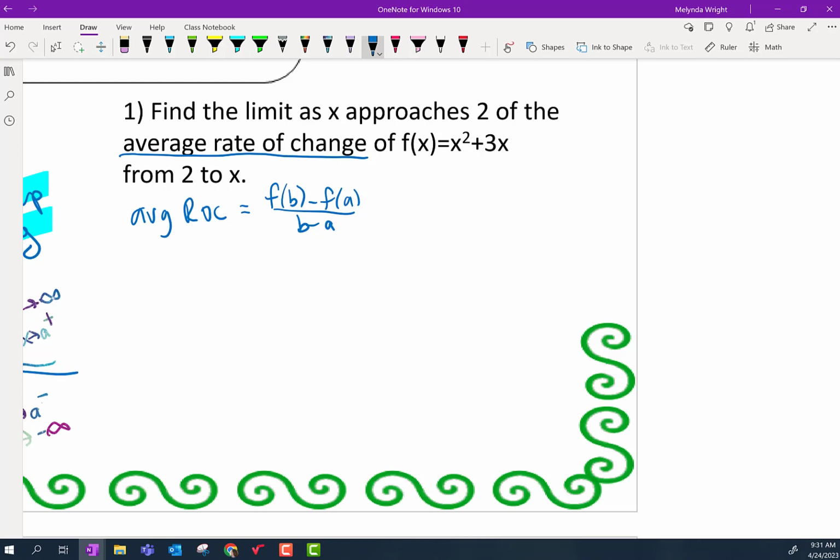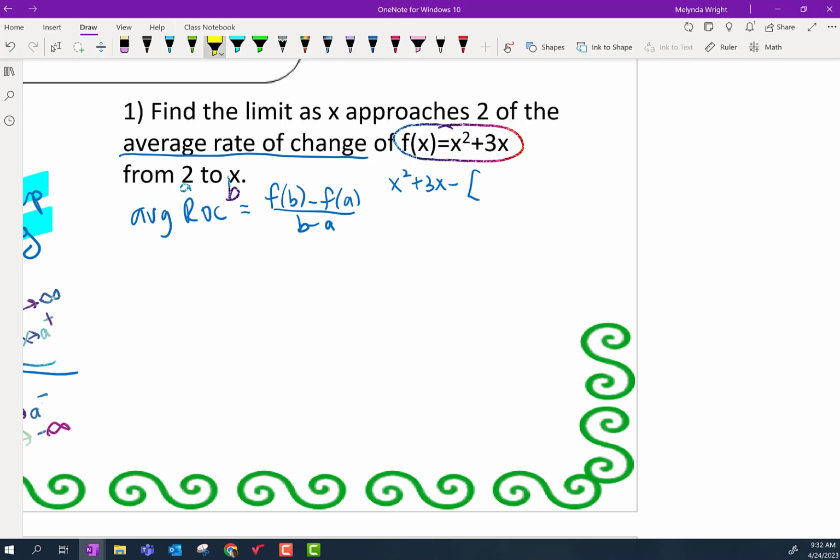And in this example, here is our function. Our function is right here. That's our f. And this is our a, and this is our b. Okay, so those are the parts that we need for this formula for average rate of change. So let's work on that. So f of b minus f of a. So b is x. So that gives me x squared plus 3x minus, okay, so that's f of b.